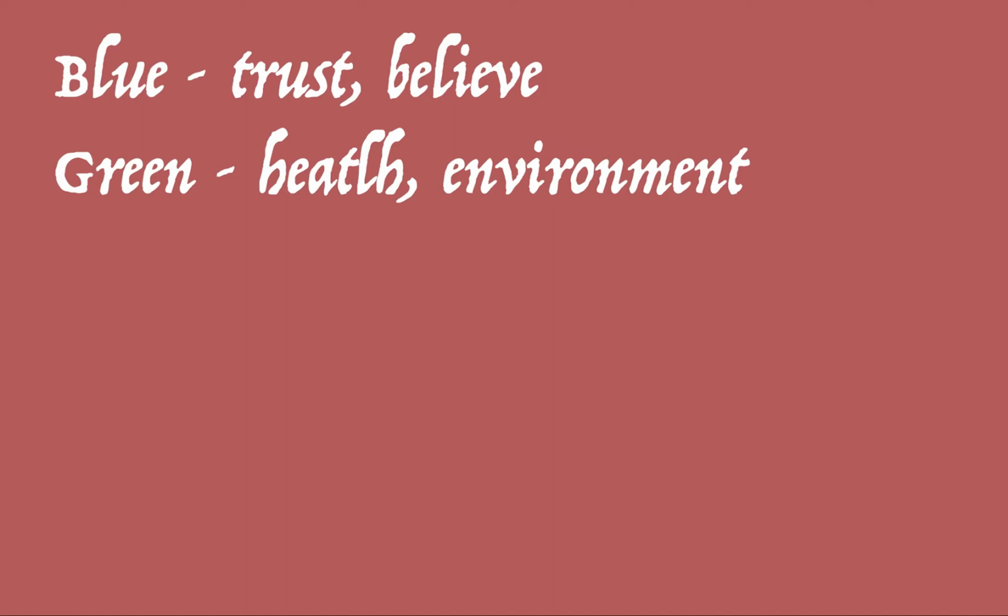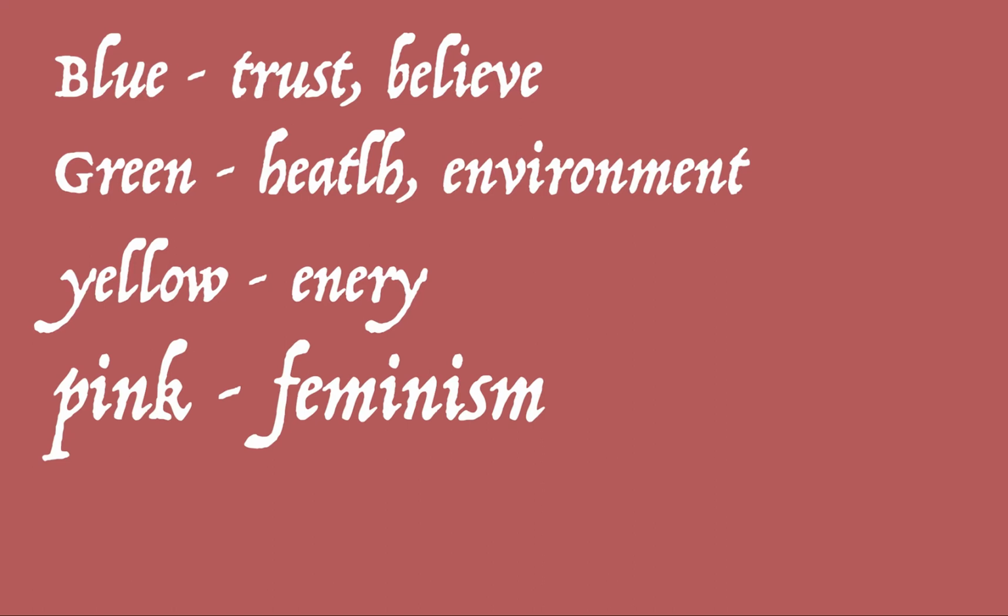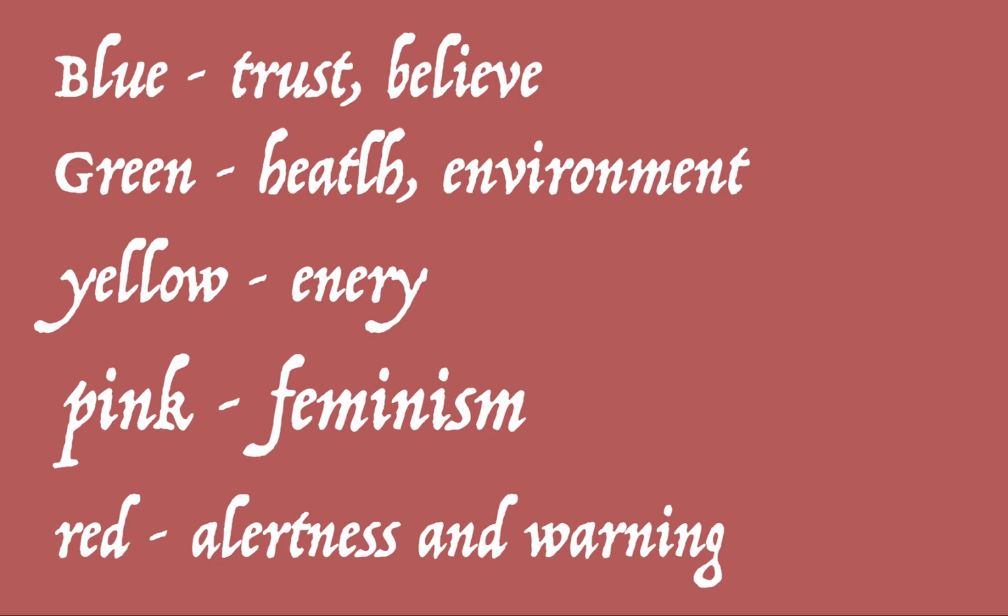So once we understand color and its concepts, the next part is to understand how to choose a color in a real-life product. For example, blue basically signifies trust and belief. The green color signifies health and environment, and the yellow color signifies energy. If you are designing a product related to energy or sports, yellow is the one. If you have pink, it really relates to femininity. And red most definitely signifies alertness as well as warning.